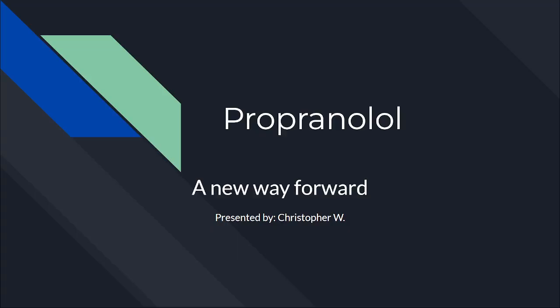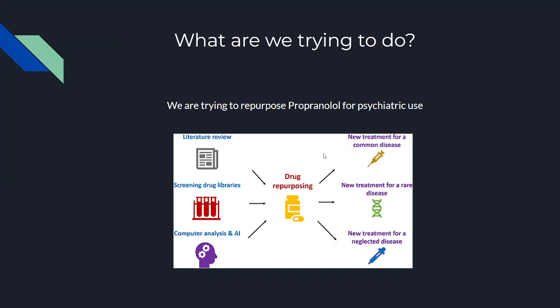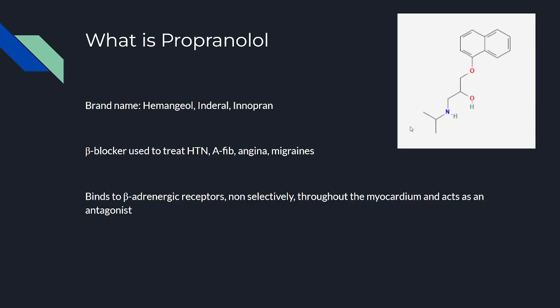So what am I trying to do? Pretty much what I'm trying to propose is that we use propranolol for psychiatric usage, and below I have a graphic outlining the sort of workflow to do this. So we need a lot of trials to do, we need a lot of literature review, we need a lot of analysis to happen to be able to repurpose this for the uses that I will propose.